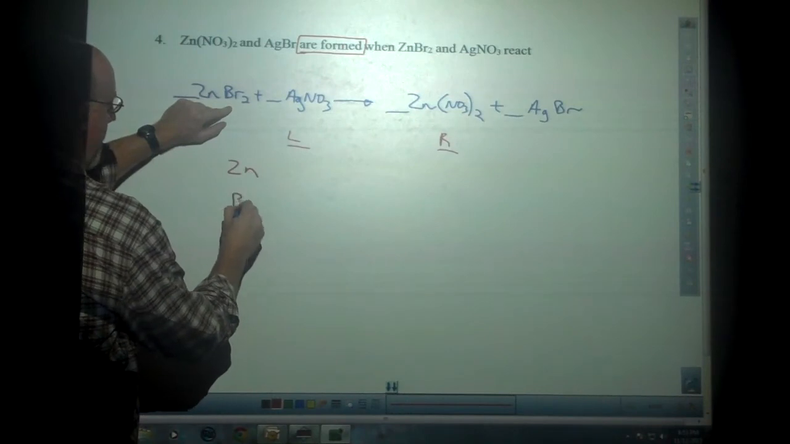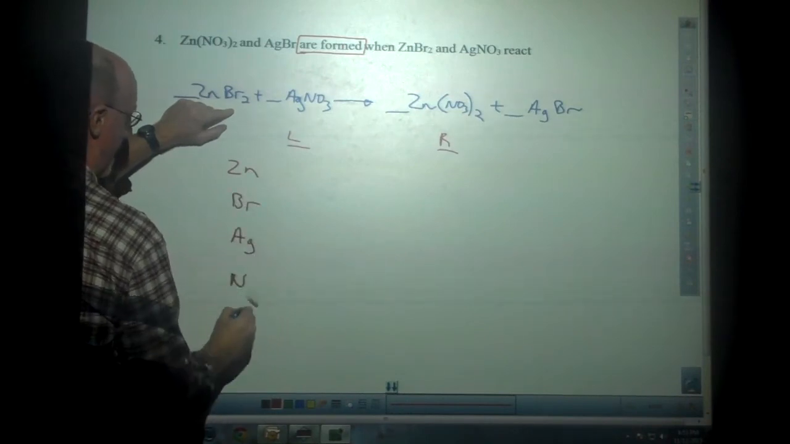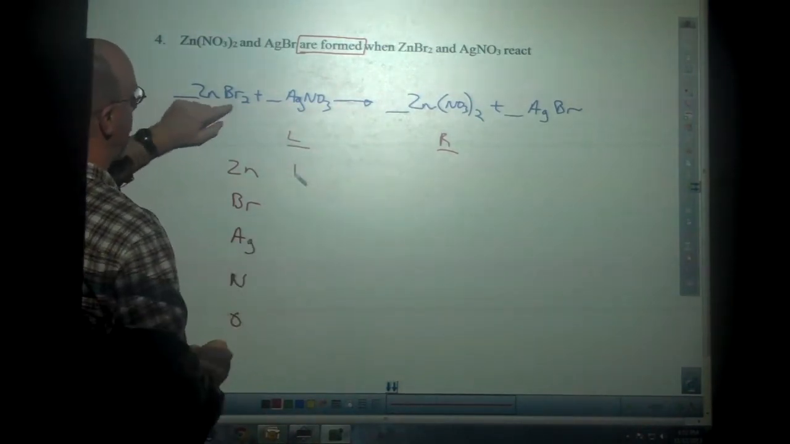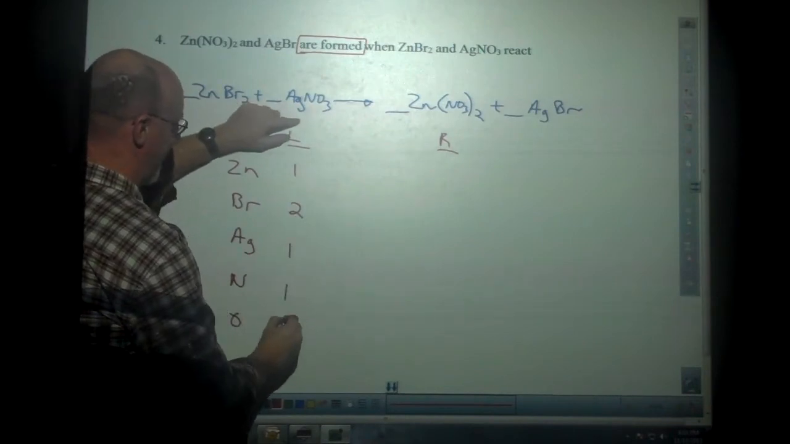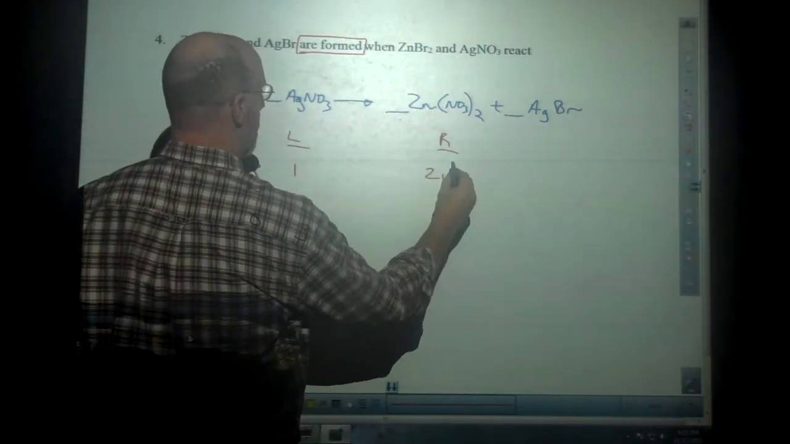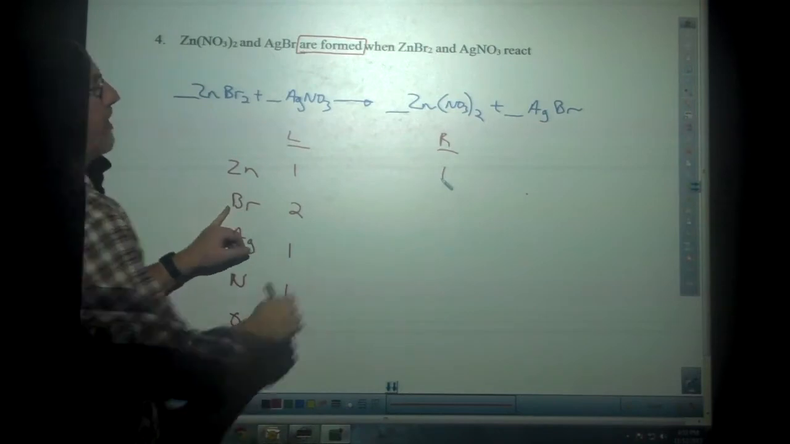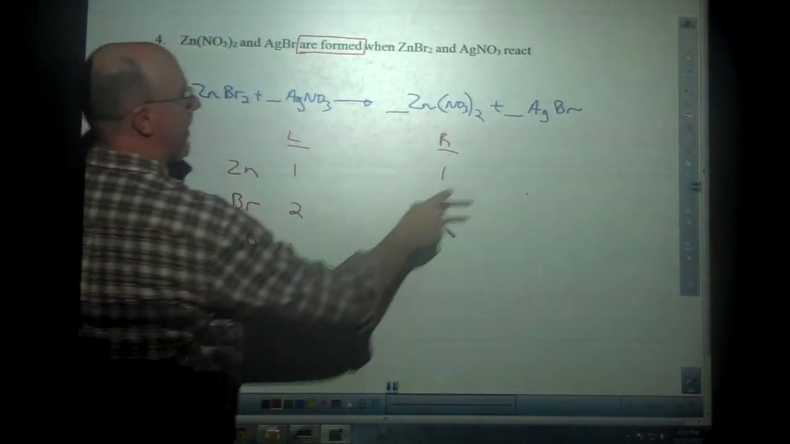We got some Zn, we got some Br, silver, nitrogen, and oxygen. On the left, we got 1 zinc, 2 bromines, 1 silver, 1 nitrogen, and 3 oxygens. On the right, we got 1 zinc. Bromine is 1 over there, so it's obviously not balanced, 2 and 1. Silver is 1.